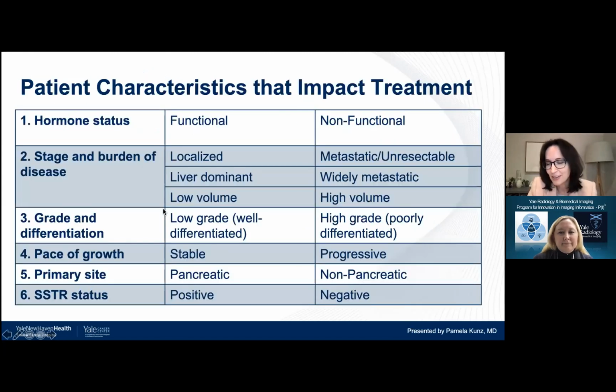So I find that there are really 6 key characteristics that impact treatment: hormone status, stage and burden of disease, grade and differentiation, pace of growth, primary site, and somatostatin receptor status. I'll spend just a moment on each of these just to really set the stage in terms of how we talk about and think about treatments for NETs.